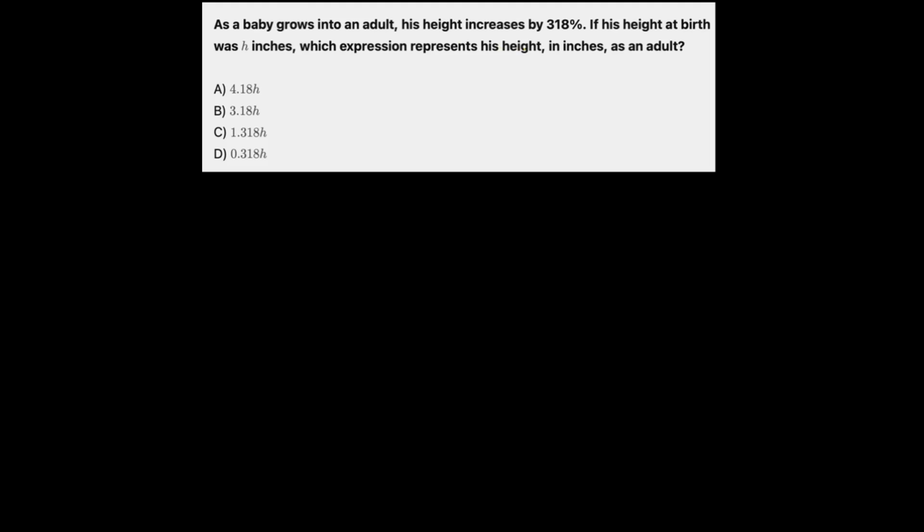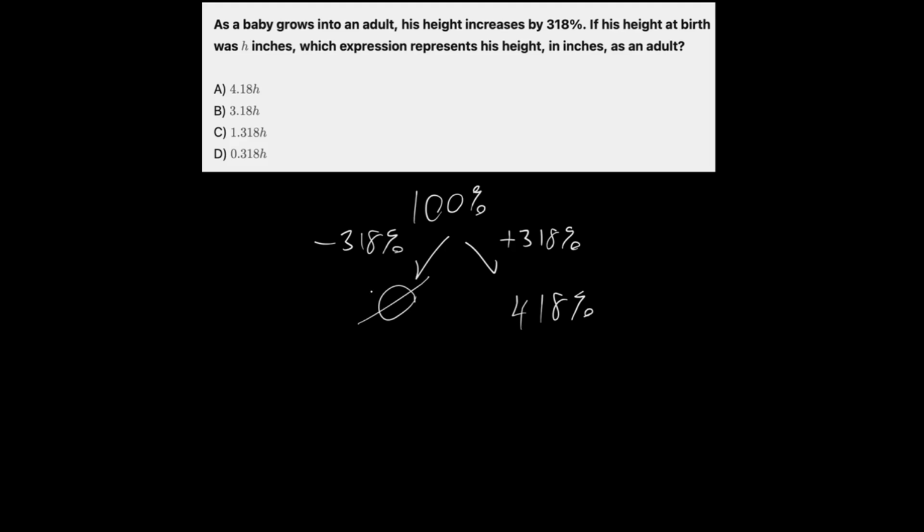Here, the percent is getting even more awkward. As a baby grows into an adult, his height increased by 318%. If his height at birth was H inches, which expression represents his height in inches as an adult? So, for percent changes, you start at 100, and then you go up or down from 100. So plus 318% would be 418%. Minus 318% is a little too complicated, we don't really need to think about that one in this situation.